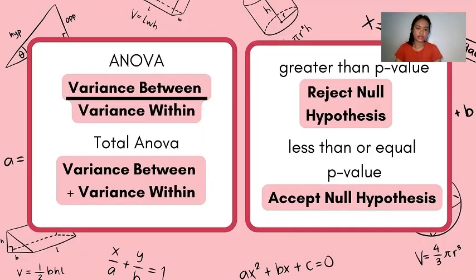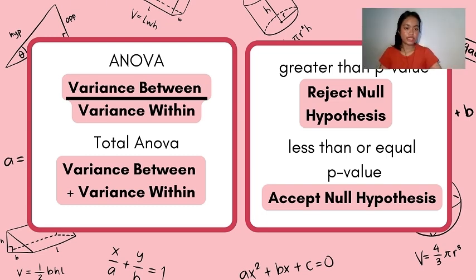So F equals variance between over variance within, and total variance is variance between plus variance within. For decision making, if the computed F is greater than the critical value, then we should reject the null hypothesis. And if the computed F is less than or equal to the critical value, then we should accept the null hypothesis, or retain it.